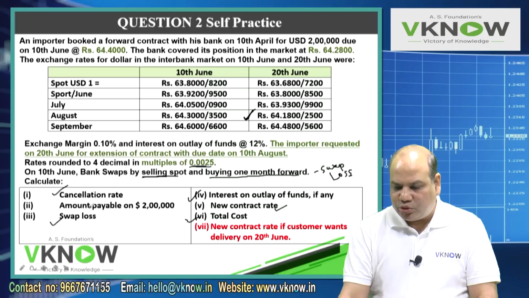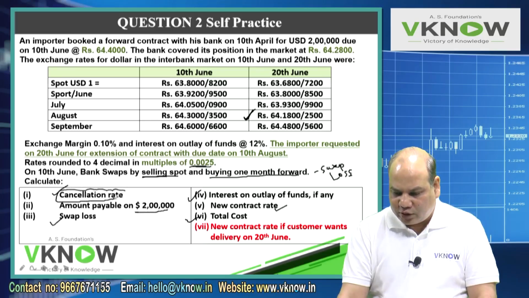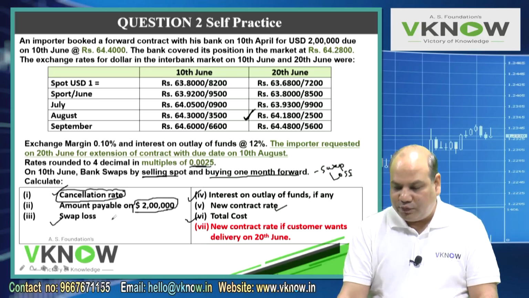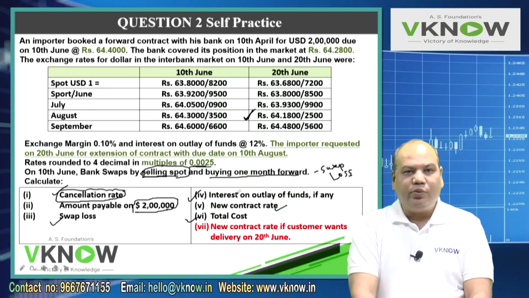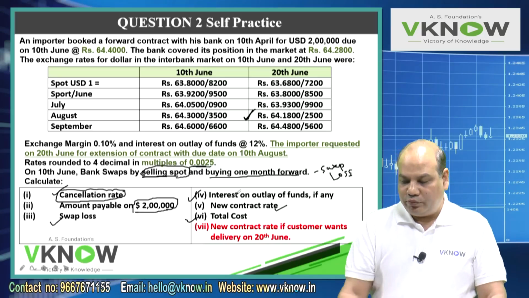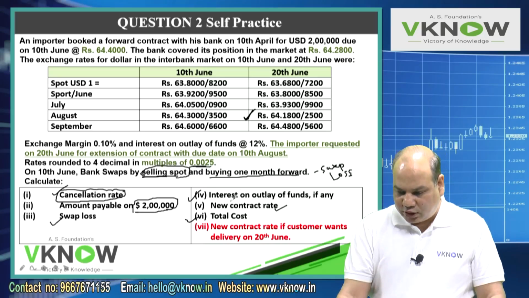And then point number 2 says calculate amount payable on $2 lakh. So once you are able to identify the cancellation rate, using that rate you will calculate cancellation charges payable. Then swap loss: we will calculate the difference between the spot selling and forward buying. Interest: we will calculate the difference between inflow and outflow of fund and the interest rate on that. Then total cost, new contract rate.